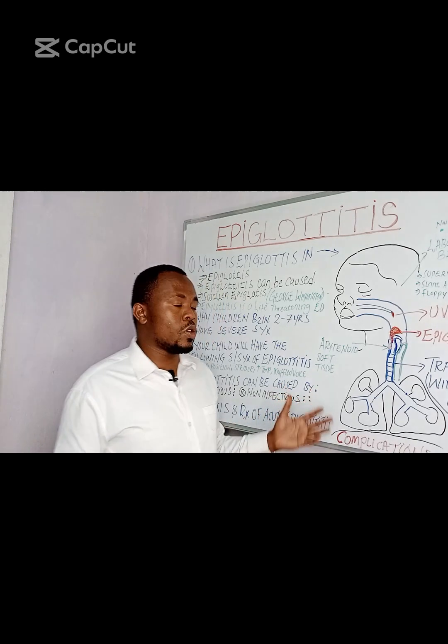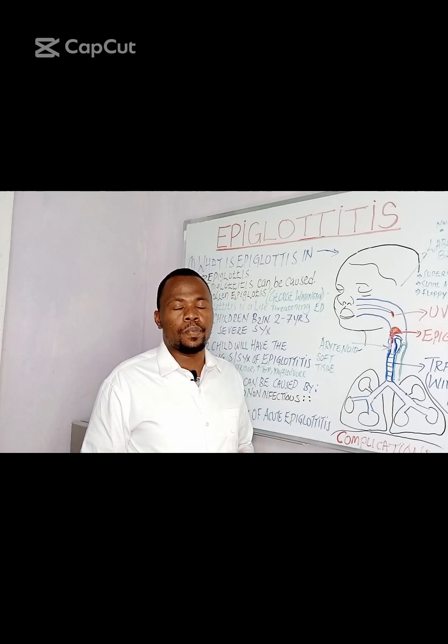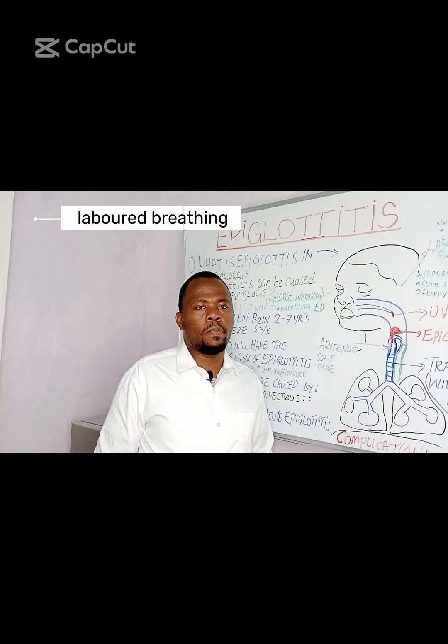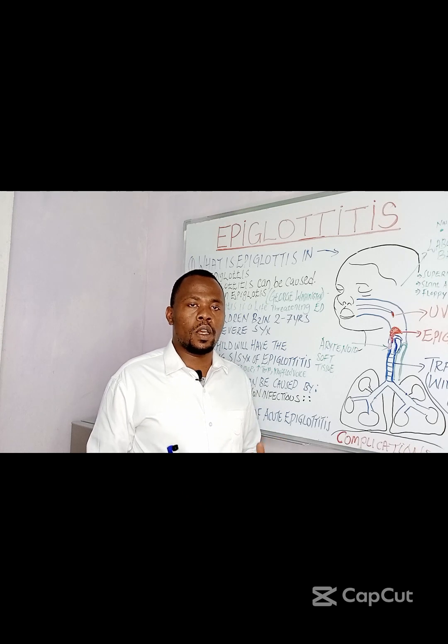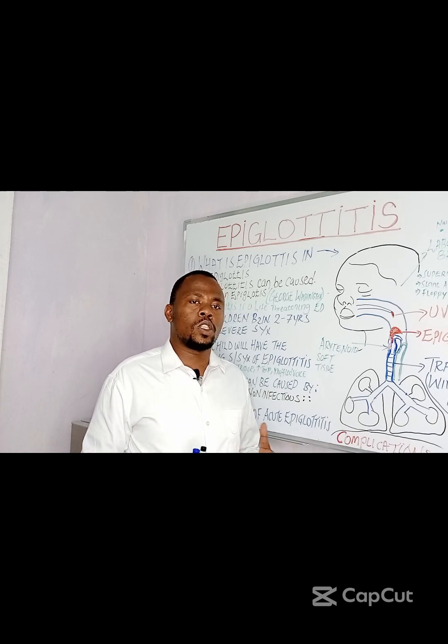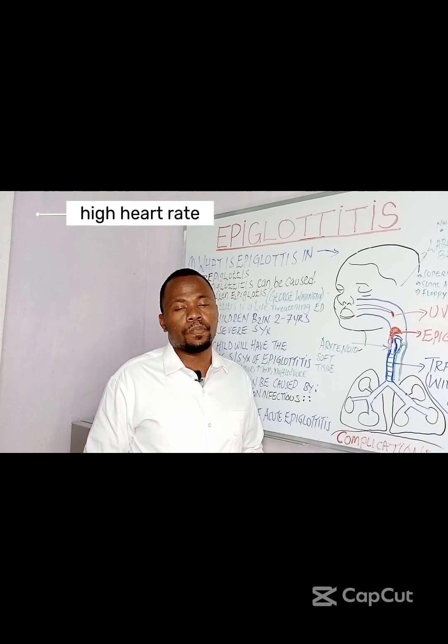And also, your child will present with labored breathing. Labored breathing consists of a high breathing rate. Normally, the breathing rate is from 12 to 18 breaths per minute. So your child might be breathing at a rate of 40 breaths per minute. And also, your child will have a high heart rate.